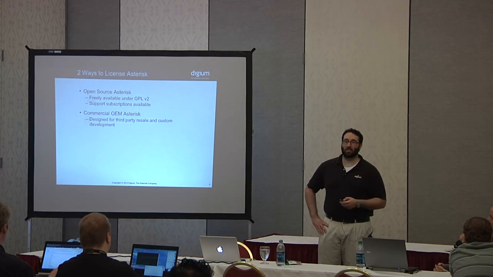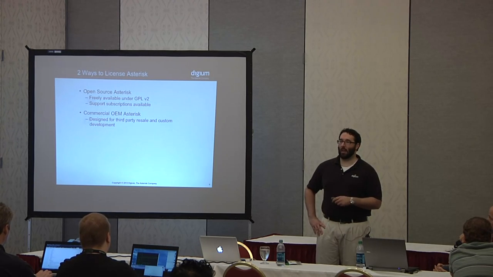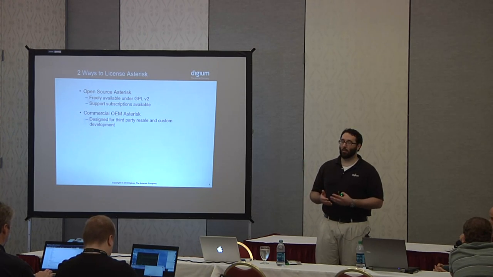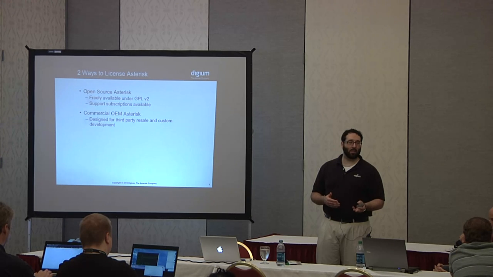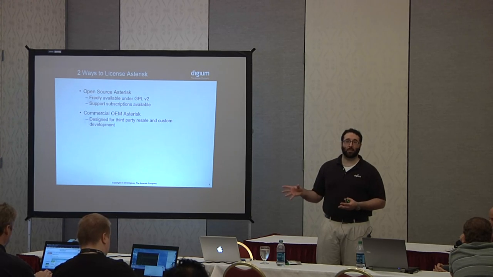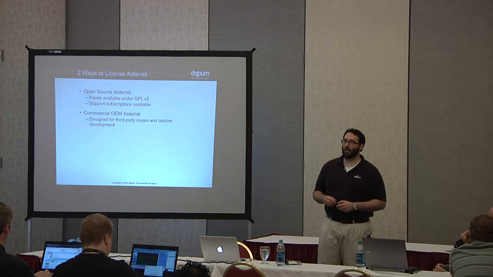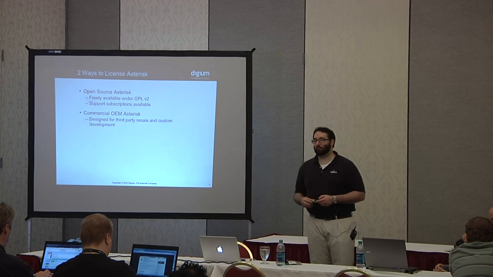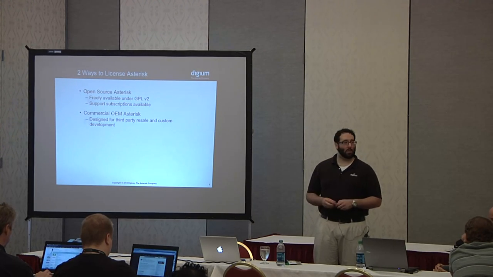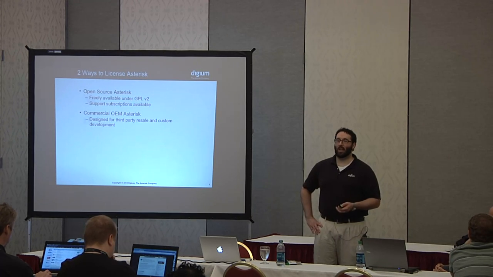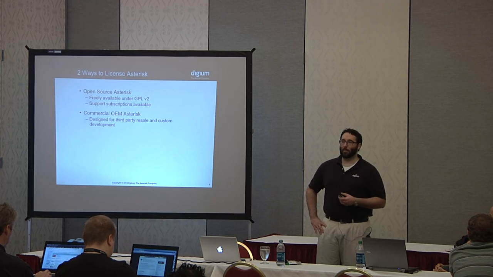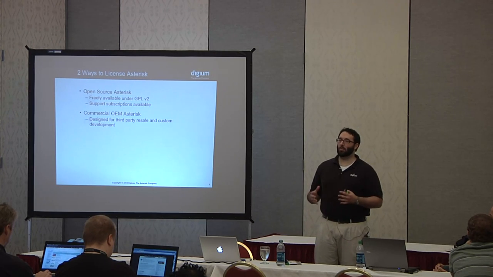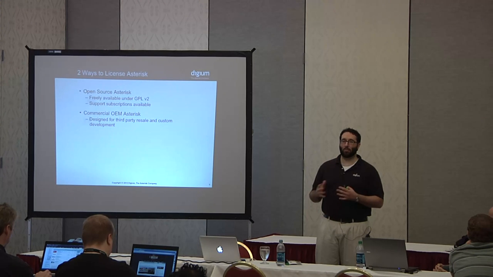So the open source version is available for download. Of course, you can go to asterisk.org/downloads, and that's just a main landing page where you can click to download the current versions of Asterisk, the 1.8 LTS version and the bleeding edge version, Asterisk 11, and various other related packages, like AsteriskNOW. AsteriskNOW is an easy way to install Asterisk as well as maintain it.